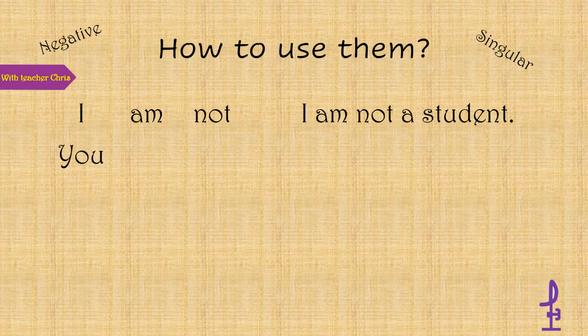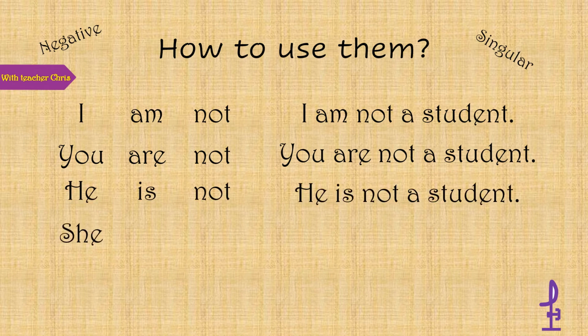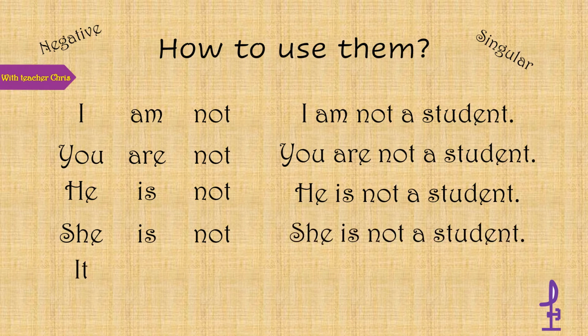I'm not a student. You are not a student. This sentence is in a singular form. You are not a student. He is not. He's not a student. She is not. She is not a student. It is not. It is not a car. So for the negative, we are going to be adding not.